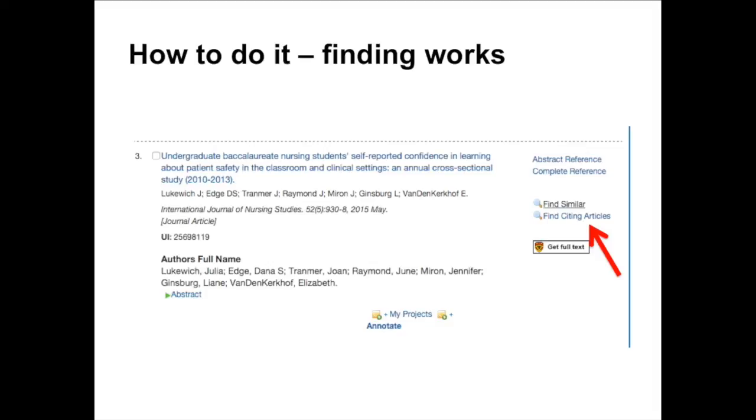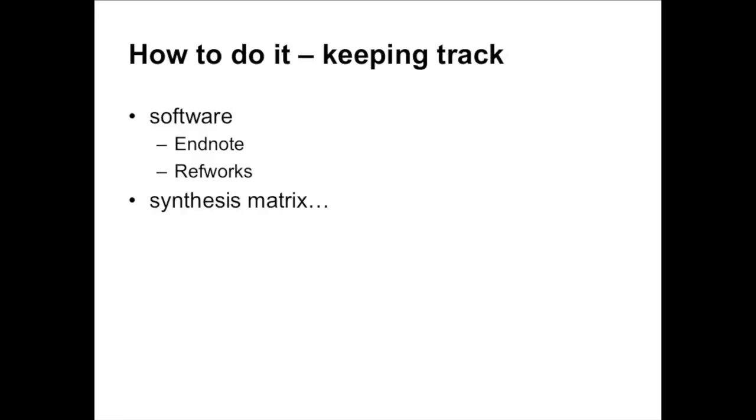A useful technique when you do find a key article is to use two functions found adjacent to the reference. This is a view from the Ovid search engine. By clicking on Find Citing Articles, you can find papers published after the work you have found that reference the article. This can lead to papers that may have created new knowledge on the topic, or that may have refined its methodology, for example. You can also click Find Similar, which will search the database for works that were categorized with similar keywords.